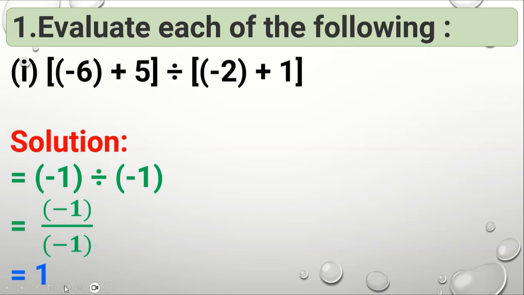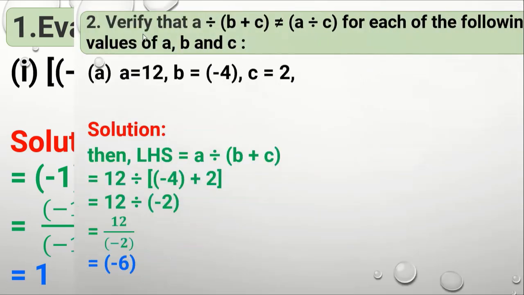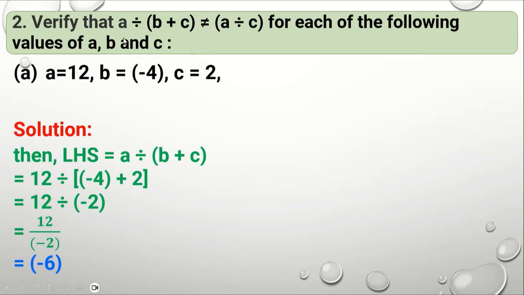Next, minus 6 plus 5 divided by minus 2 plus 1. So minus 6 plus 5 is minus 1. Minus 2 plus 1 is minus 1. So minus 1 upon minus 1. So minus 1 will cut, so the answer will be 1. Second question is verify that a divided by (b plus c) is not equal to a divided by b plus a divided by c, for each of the following values of a, b and c. So a is 12, b is minus 4 and c is 2.